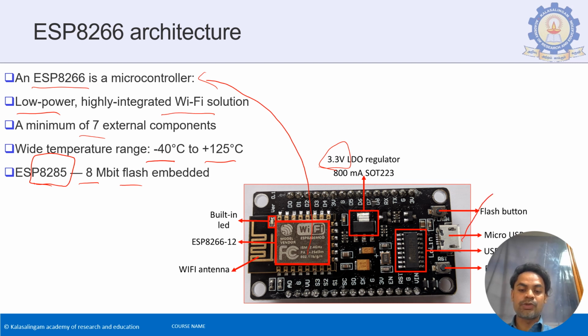It works with a micro USB port, and it has its own regulator, along with its own reset and flash buttons. It has an inbuilt LED. This is its controller, and this is the Wi-Fi antenna. The Wi-Fi antenna is available on the PCB itself. This zigzag symbol here is actually the antenna, which is used for wireless transmission of data through the Wi-Fi module.